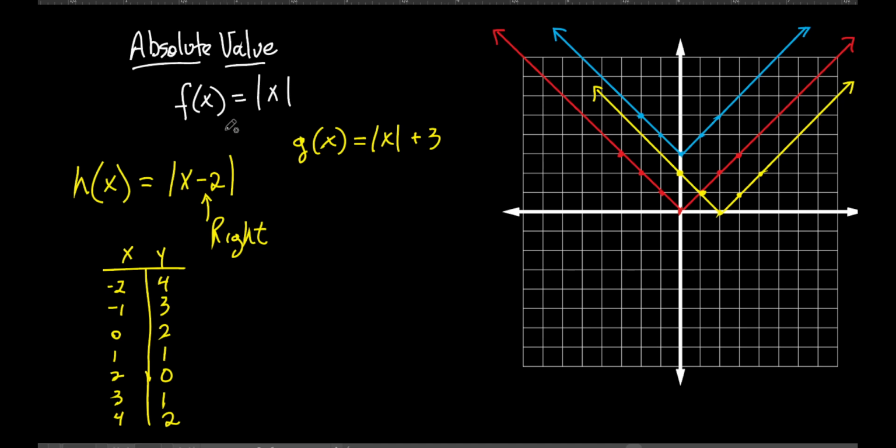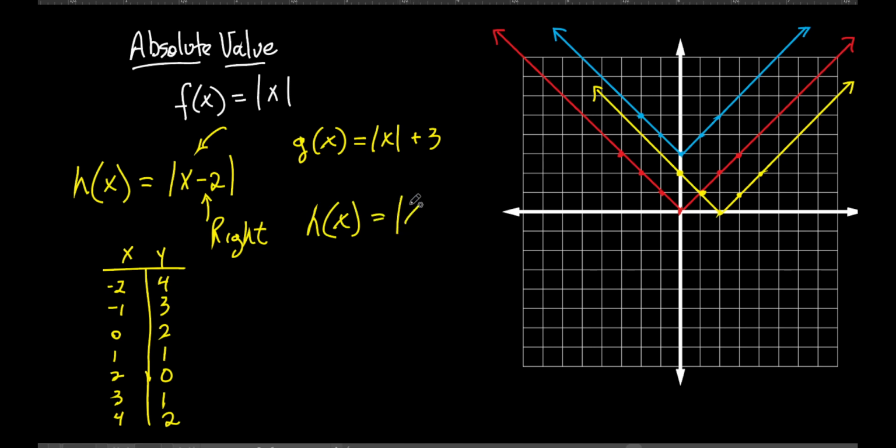But when it's inside the absolute value, then we're going to move it left and right, and you move it the opposite way than what that sign tells you to move it. All right? So it looks like that means move it to the left, but it doesn't. It actually means move it the other way, and we move it to the right.